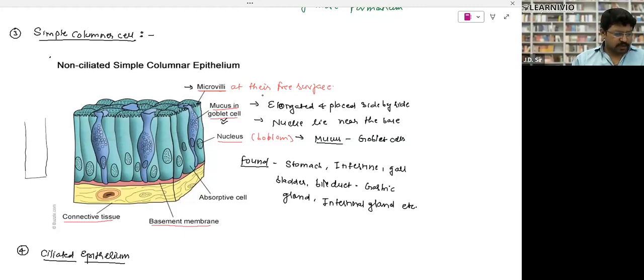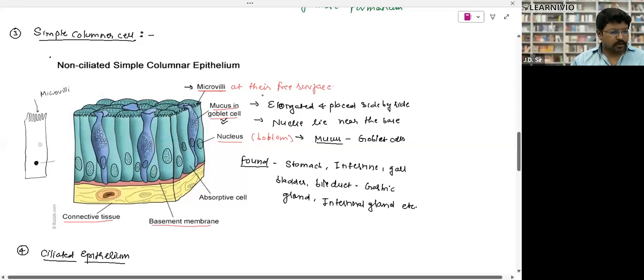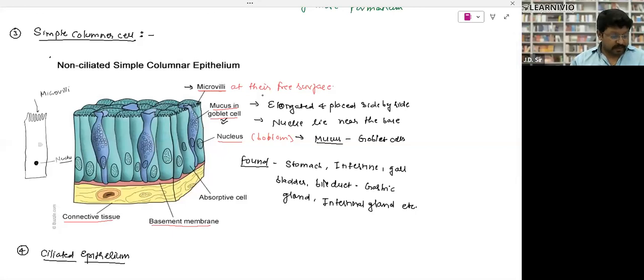Draw like me. I take very few seconds; I draw, and you have to draw with the pen. I am drawing on this pen tablet. So this is the nucleus, and these are microvilli. Nucleus will be at the base. And last but not least, they will be placed on the basement membrane, as all epithelial cells are.